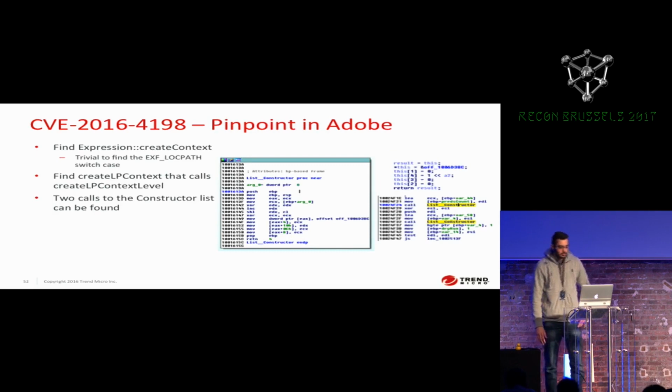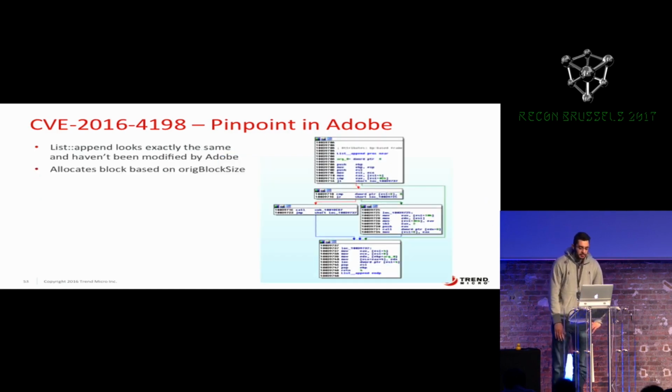All right, so pinpointing this one in Adobe is not really straightforward. First, we have to find create context, and from there we will be able to find create LP context level. That function calls a function twice. I called it list constructor. If you decompile it, you're going to see exactly that it matches the Sablotron code, and nothing has been changed there. The next function we can check is list append. Basically, Adobe just copy-pasted the same thing. They didn't modify any of the code, and as you can see, it does the same thing. It grabs that original block size, uses it in an allocation, and then writes to that block.